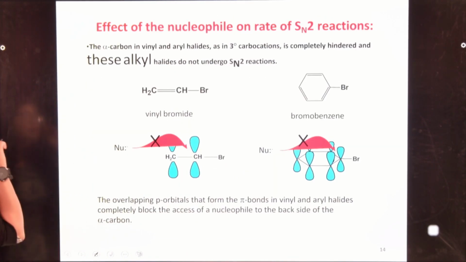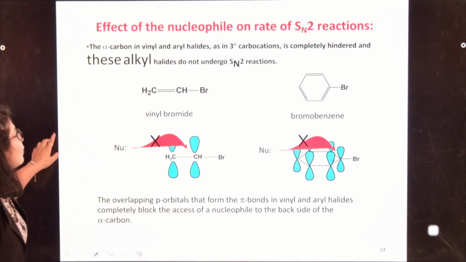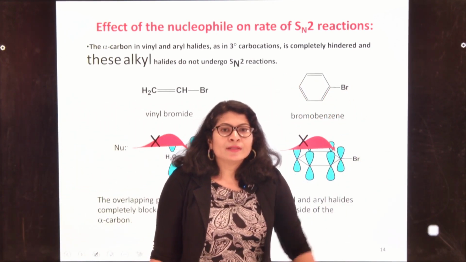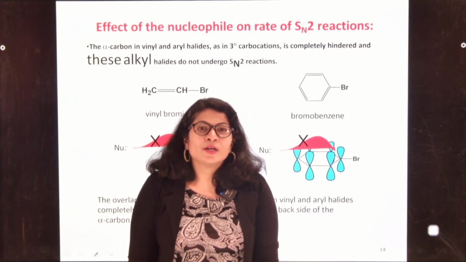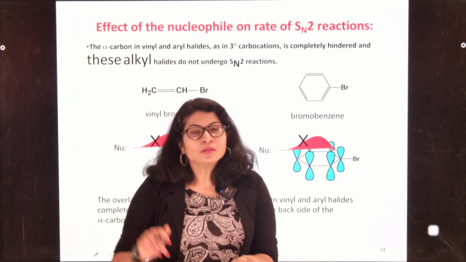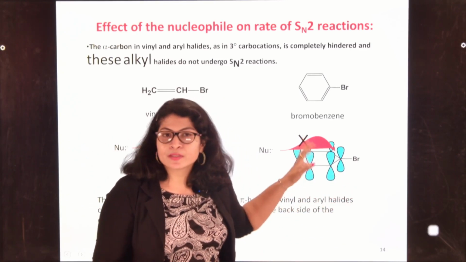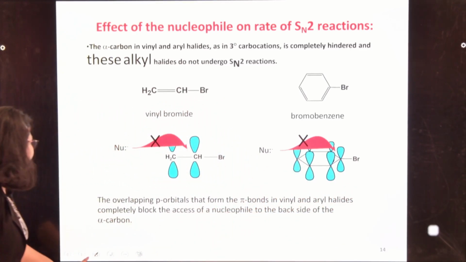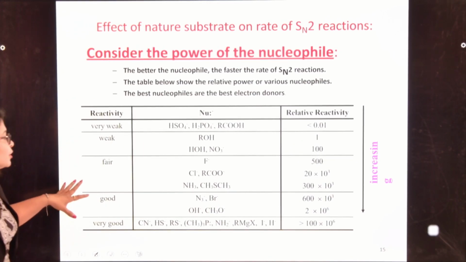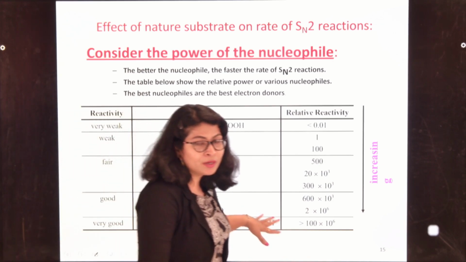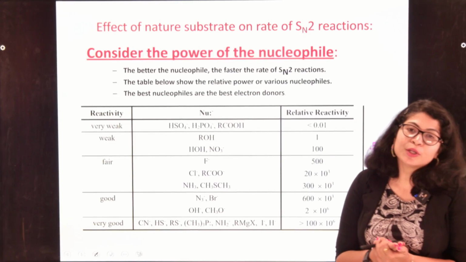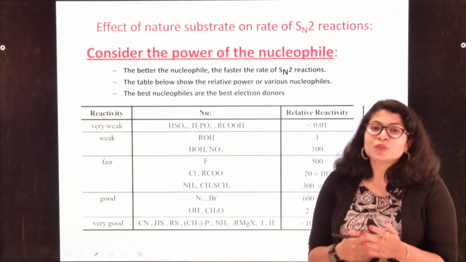Now if I see the effect of nucleophile, the alpha carbon in a 3 degree carbocation is less hindered, and these alkyl halides do not undergo, obviously the one which is highly bulkier will not allow the nucleophile to come and attack, that we have discussed in the previous video. Okay. Now obviously the one having a greater nucleophilic power will attack very easily, and it will lead to the removal of the leaving group at a much faster pace.